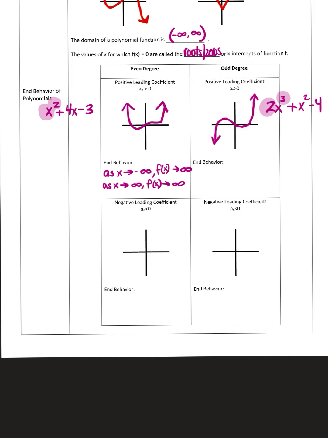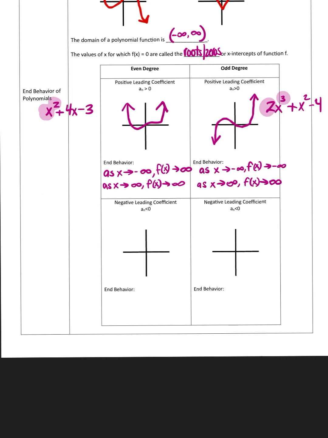Okay, so if we have a positive leading coefficient and an odd degree, then our end behavior for these types of graphs will be, as x approaches negative infinity, f of x also approaches negative infinity. As x approaches positive infinity, f of x also approaches positive infinity. And you can see that in the graph. As we go negative for x, it goes down. As we go positive for x, it goes up.